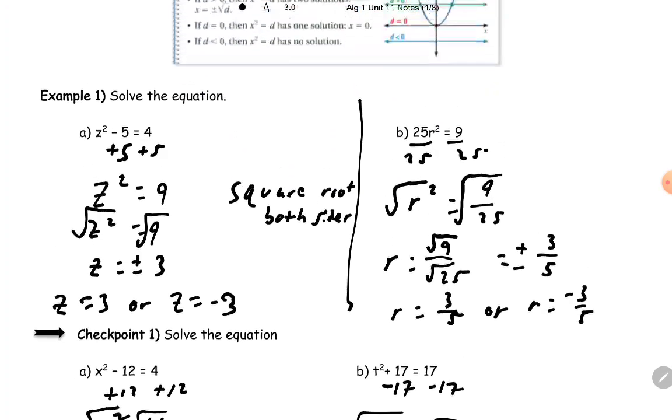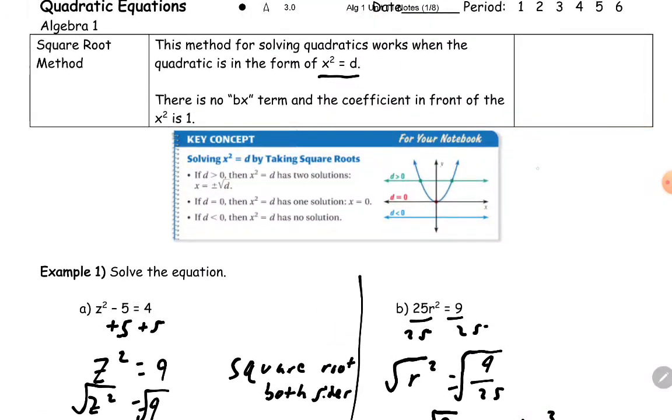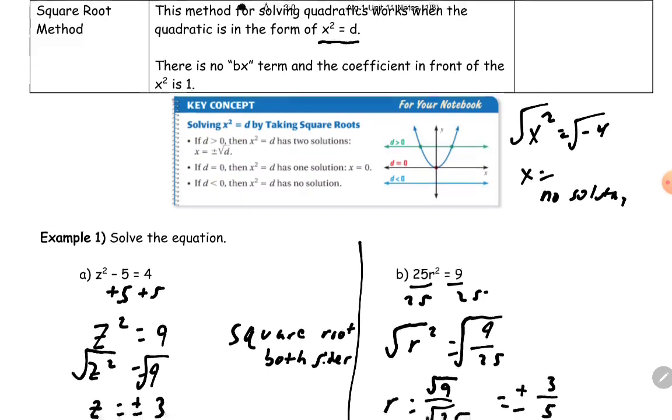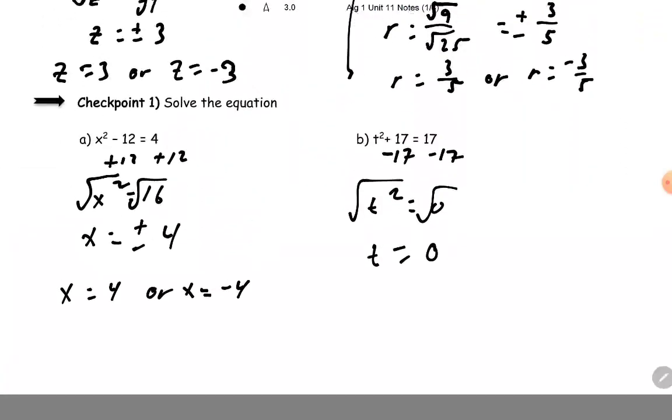And I'm going to show an example of that right up here. So if I had x squared equals negative 4, when we take the square root of both sides, nothing can be multiplied by itself in order to get negative 4. Negative 2 times negative 2 is positive 4. There's nothing we can do. So that's why there is no solution here. So when your d value is negative, no solution. If it's 0, 1 solution. If it's positive, 2 solutions.